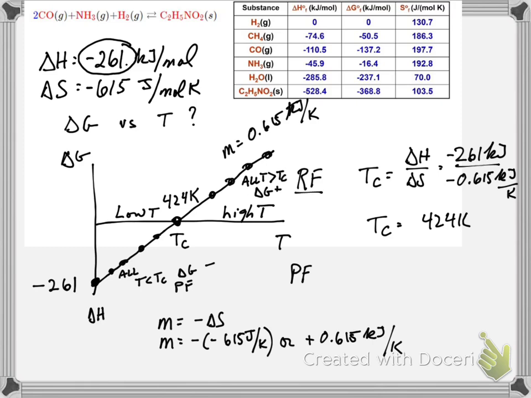Okay, so in terms of the analysis, what we're going to ask you to do with delta G versus T is either qualitative or quantitative. If it's quantitative, we expect you to be able to make this analysis by looking at delta H along the y-axis, finding the x-intercept by dividing delta H by delta S, and then making the correct slope.